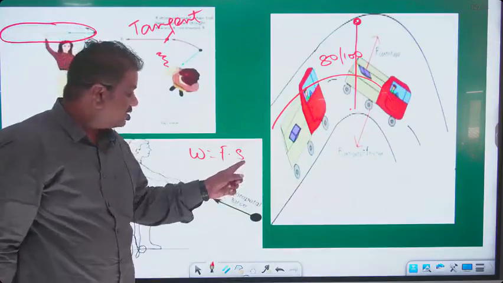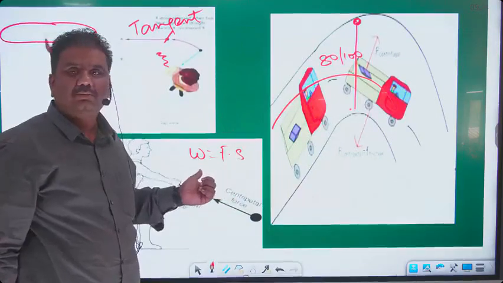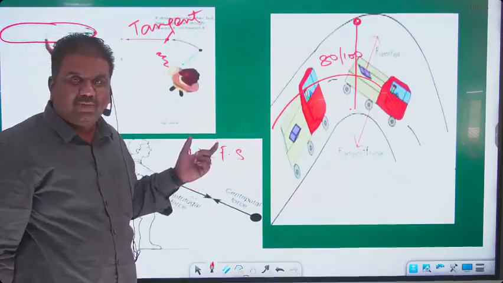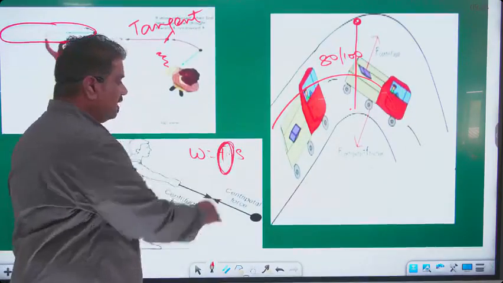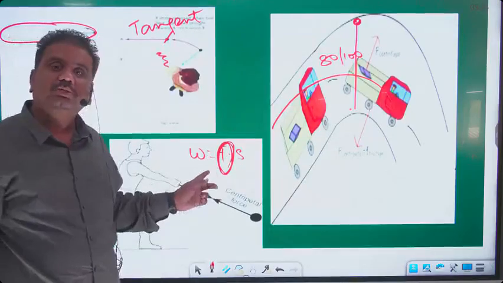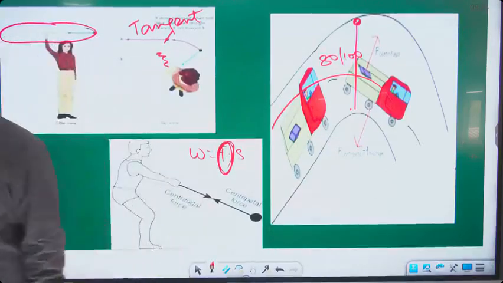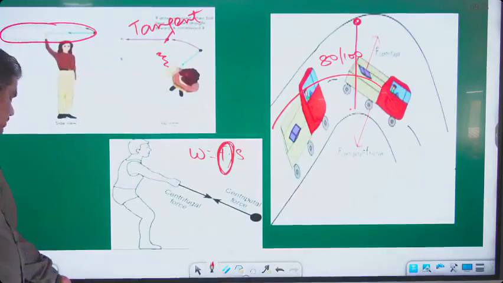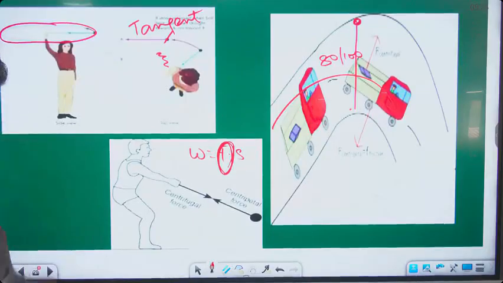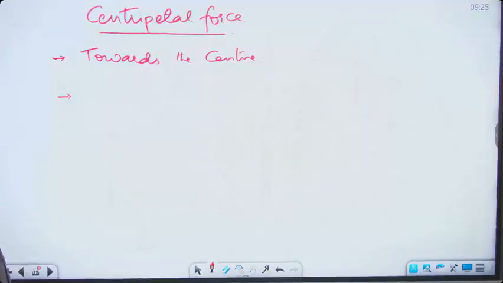0. If displacement is equal to 0, what is the work done? So whenever an object is moving in a circular path, the work done by centripetal force is always equal to 0. Just write these statements here. Centripetal force is a force which is directed towards the center, that is known as centripetal force.